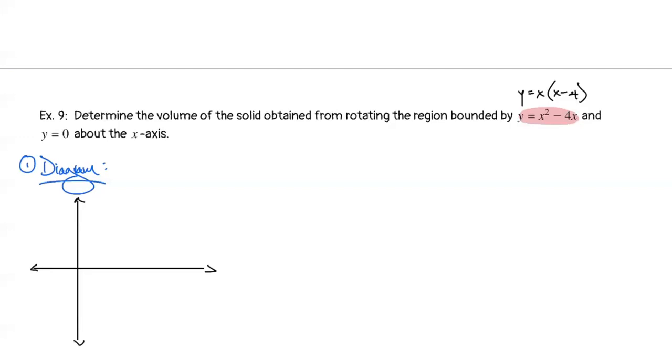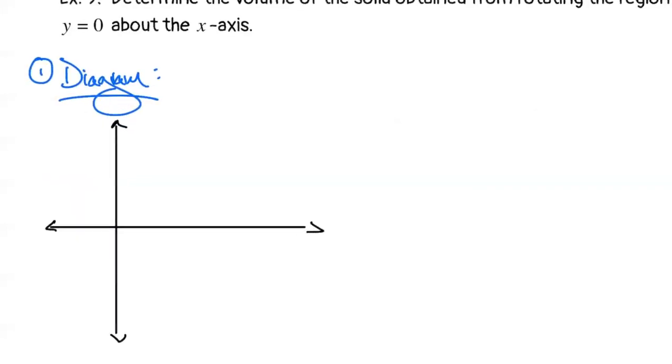Yeah, 0 and 4. Okay, so we're going to go ahead and sketch a parabola here that goes from 0 to 4. It is indeed facing up.